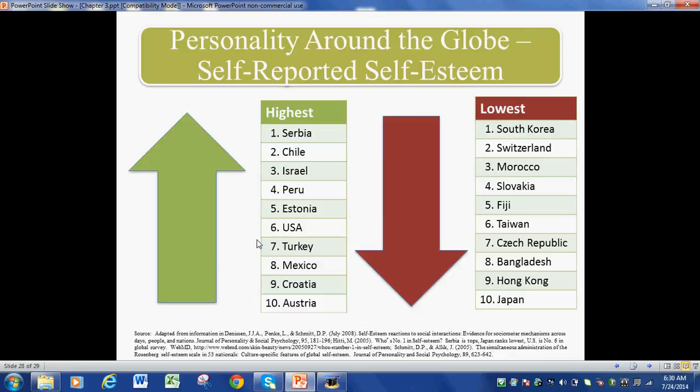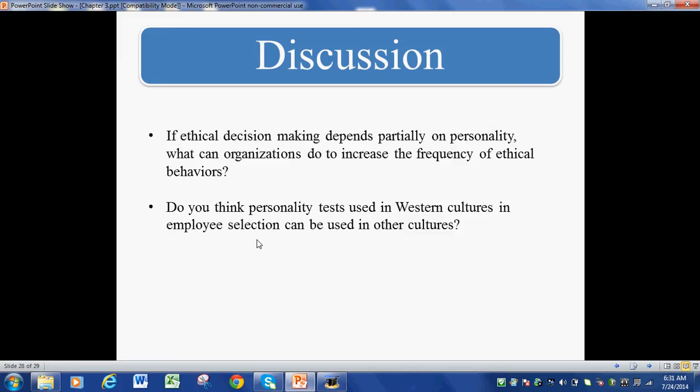Personality around the globe, self-reported self-esteem. So who's super high about their self-esteem and who's super low? You look at the different countries, and it's kind of interesting. Of course, the USA would be in there on the highest self-esteem, but it's interesting when you look at the ones on the lowest, and then you have to do your research and figure out things about culture and see why they are that way, the ones that have the lowest self-esteem.